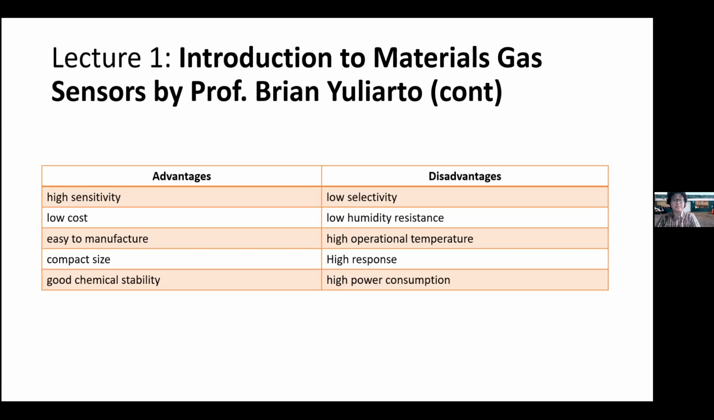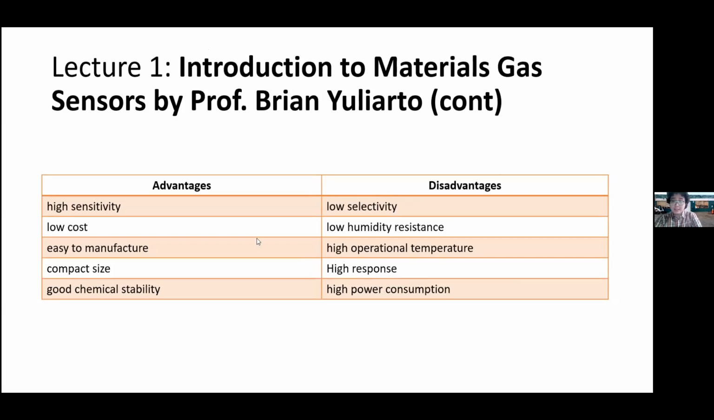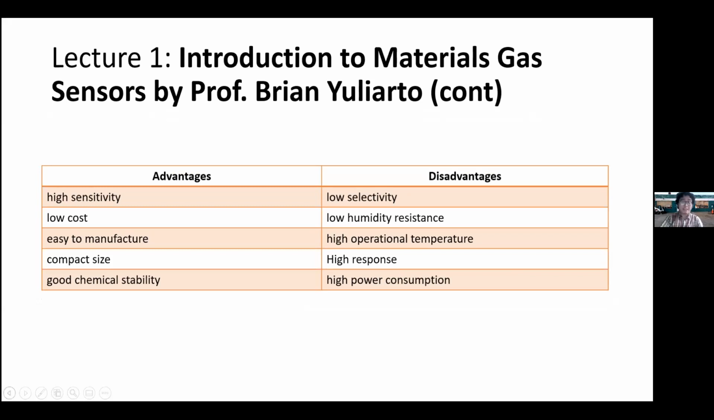Now, these are some of the advantages and disadvantages of metal oxide sensors. Metal oxide sensors have high sensitivity, low cost, are very easy to manufacture, have compact size, and have good chemical stability. However, these sensors have low selectivity, low humidity resistance, high operational temperature, and high power consumption. High response should be in the advantage column.